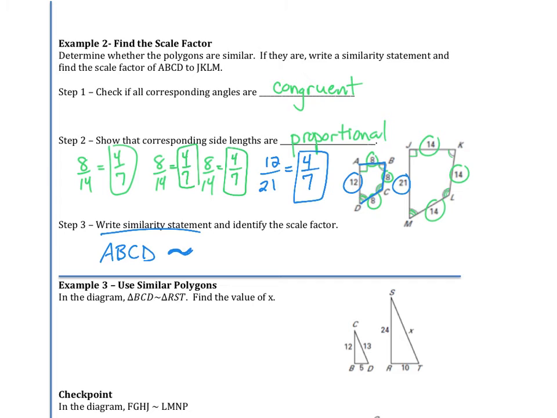Angle A is 90, and so is angle J. So J would come first. What matches up with B? Well, B matches up with K, C matches up with L, and D matches up with M. So it'd be figure ABCD is similar to figure JKLM. And the scale factor is 4/7. So figure ABCD is 4/7 as big as JKLM.